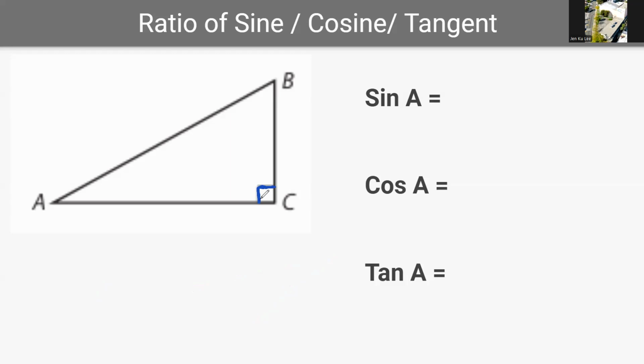And in a triangle, who knows what the longest side is called? The hypotenuse. So this side is called the hypotenuse. And the other two sides are going to be labeled in terms of the angle that you're dealing with.